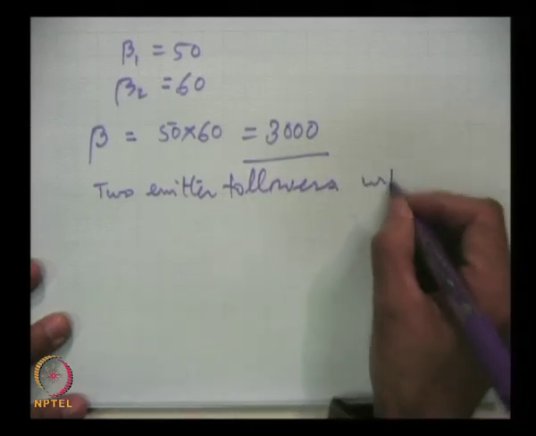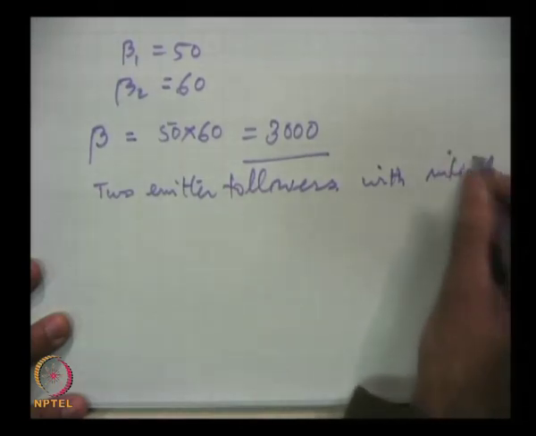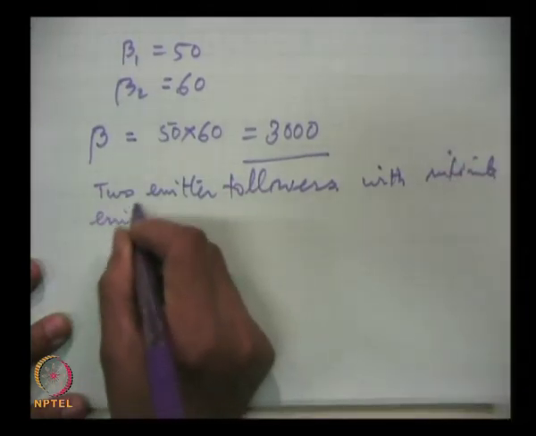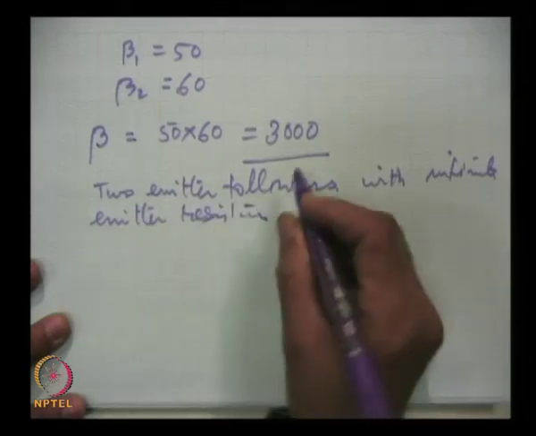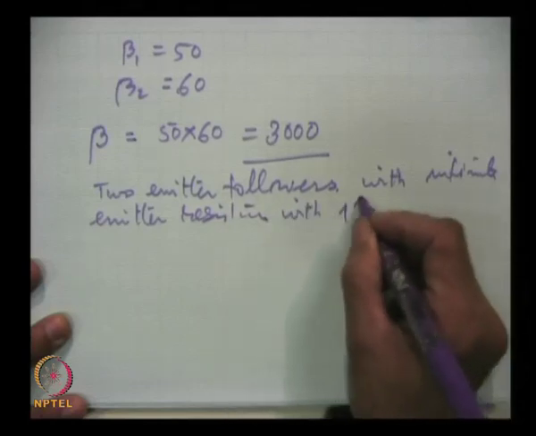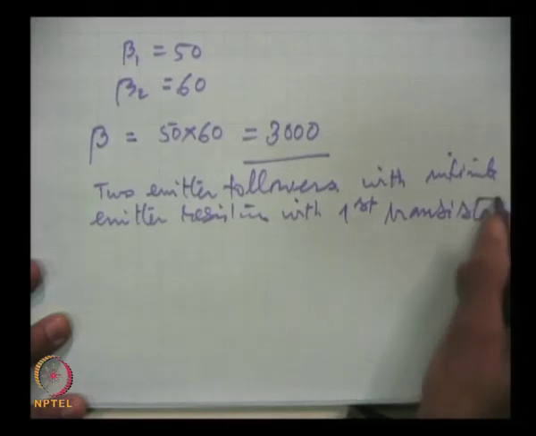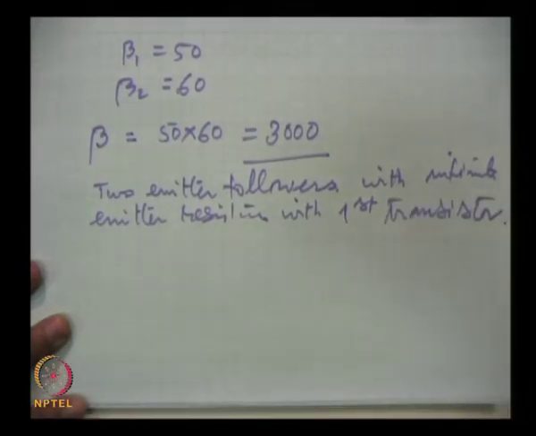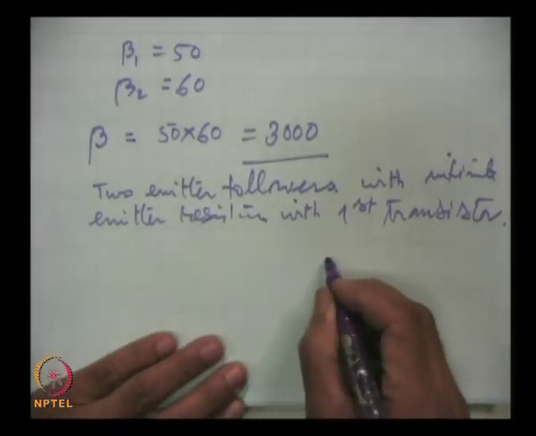with infinite emitter resistance with first transistor. How we can show that this is this?